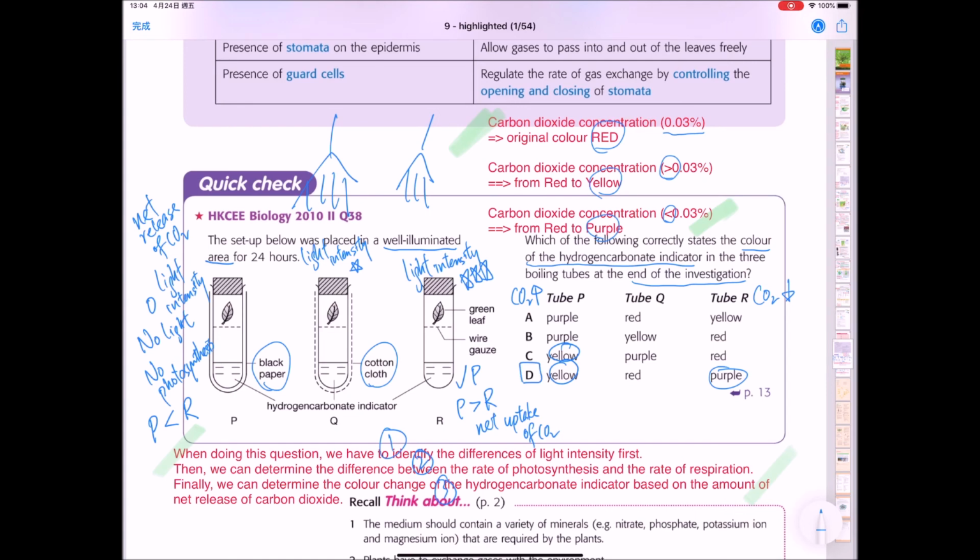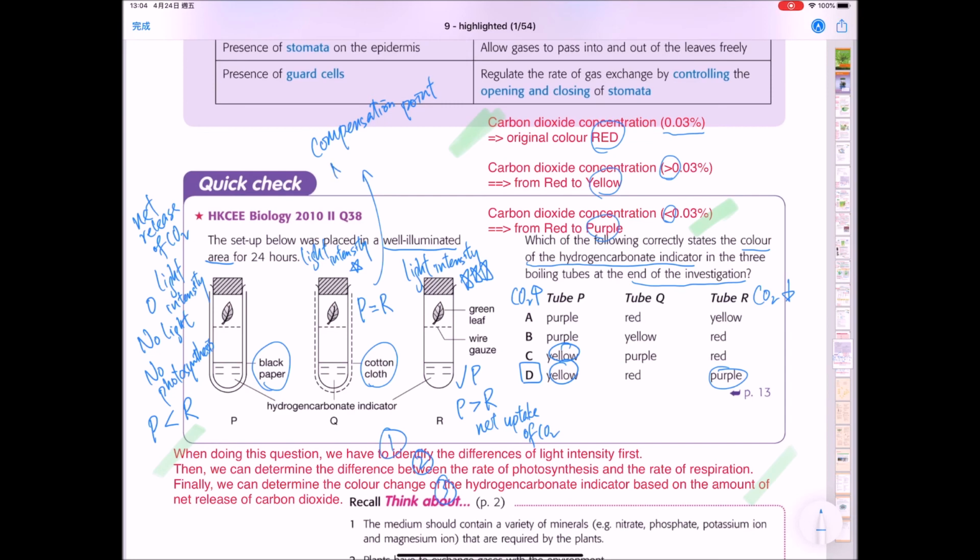And then we can also see the answer in tube Q. For tube Q, the light intensity is intermediate. So we can assume that the rate of photosynthesis should be the same as the rate of respiration. So in tube Q, it should be the compensation point. Referring to the definition of compensation point, it means that at a certain light intensity, the rate of photosynthesis is the same as the rate of respiration.